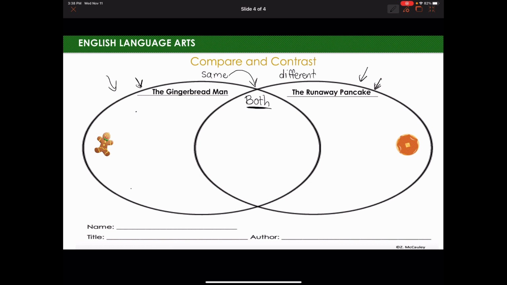I already notice a similarity. I think that the pancake is going to run away from whoever made him, just like the gingerbread man ran away from the old man and old woman. Let's see if we're right.